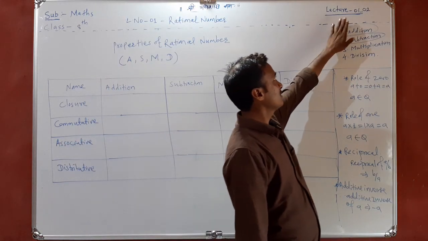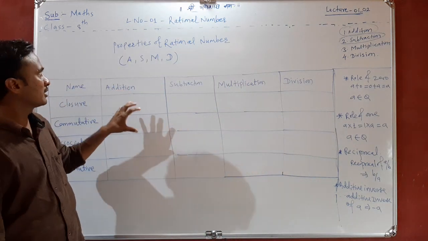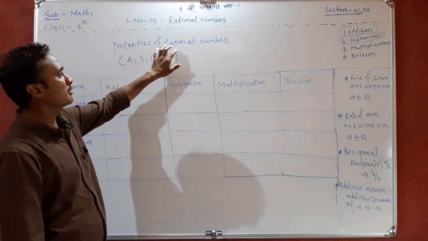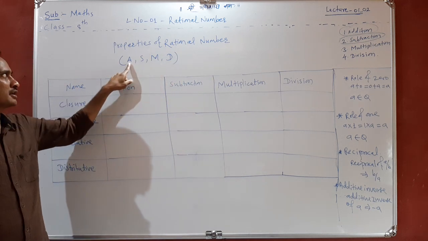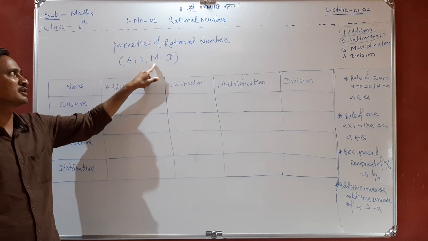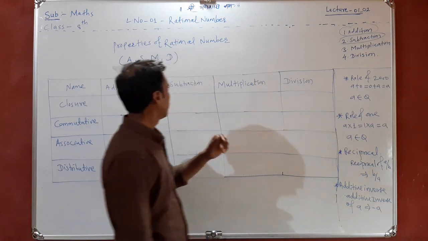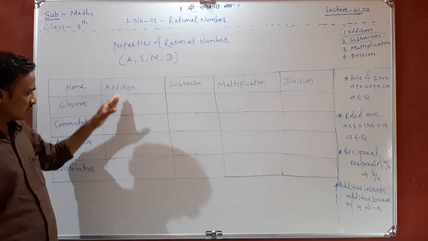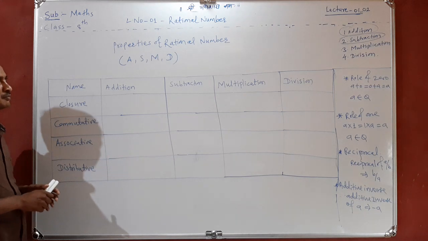Now see, in lecture number 1 part 2, we are going to continue with the remaining part of the properties of rational numbers. Here I abbreviated A, S and D, where A stands for addition, subtraction, multiplication and division. Now see, in lecture 1 part 1 we already learned how the addition and subtraction properties hold true and false for rational numbers, right?